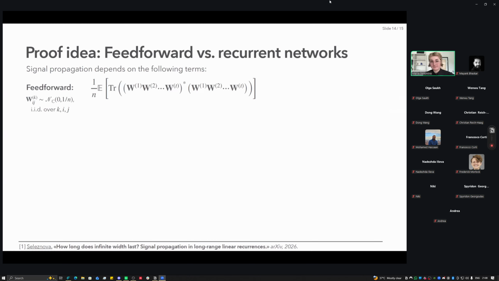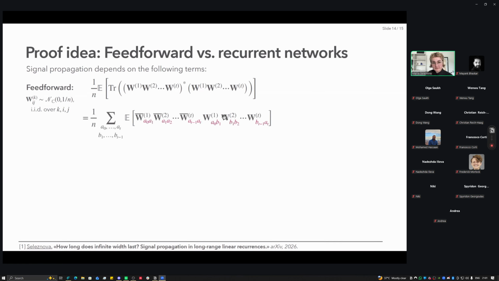Okay, now at the end, maybe I would like to give you just a very rough idea of the method we use in the proof of such results. And I would again focus on the difference between feedforward and recurrent networks to explain why the recurrent case is much more challenging. So in general, to figure out how signal propagation behaves, we need to understand how the mean squared singular value behaves. And here on the slide, I just wrote this mean squared singular value as a trace of a long matrix product for feedforward networks.